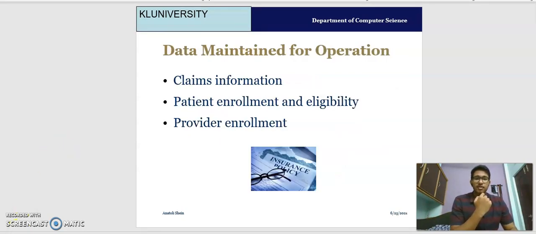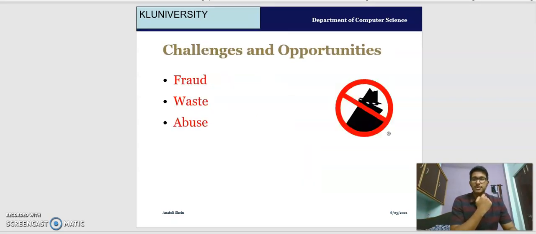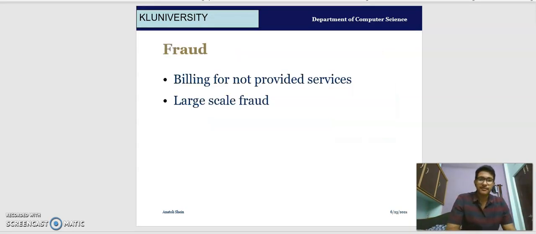Data maintained for operation: claims information, patient enrollment and eligibility, provider enrollment. This is the data maintained for operation. Then there are challenges and opportunities: fraud, waste, and abuse. These can be reduced if we use the optimization concepts, right? Fraud: billing for non-provided services, large-scale fraud. This is the fraud that is happening in this sector.